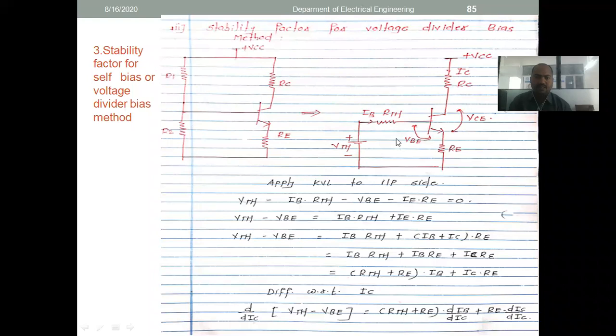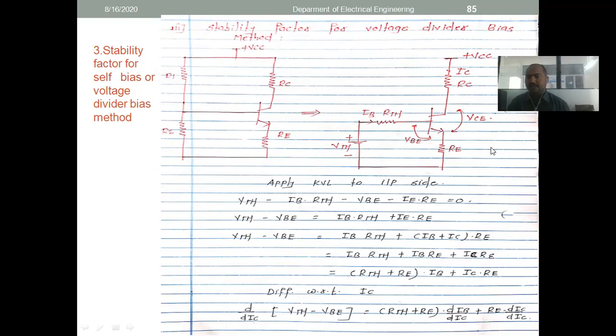This is the thing. Then all other things are the same, right? See, R1 and R2 are considered as RTH. VTH is the voltage across this resistance, and after that this is applied to the transistor, right? We apply the plus DC supply, we provide the voltage through the RC, same thing, RE also the same. So all of this is the same, we have to do the same thing for the purpose of analysis of the voltage divider bias circuit, right?